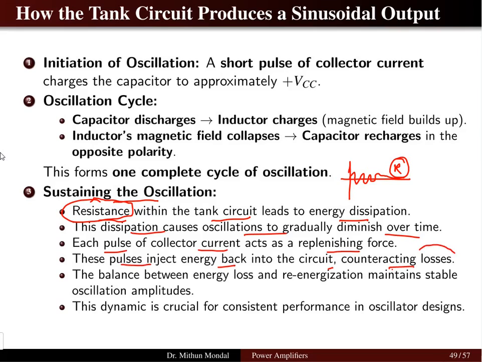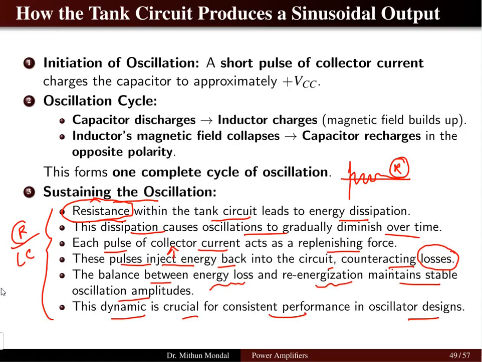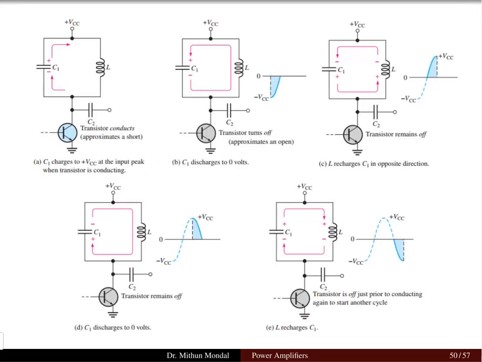Whatever losses take place in the resistance will be injected back into the circuit with the help of the collector current. The balance between the energy loss and the re-energization process will be maintained stably and the oscillation will continue. This dynamic is crucial for consistent performance in oscillator design. So the LC network, which is basically the tank circuit or parallel resonant circuit, along with the resistor which acts as the energy dissipating element, together will sustain the oscillation.